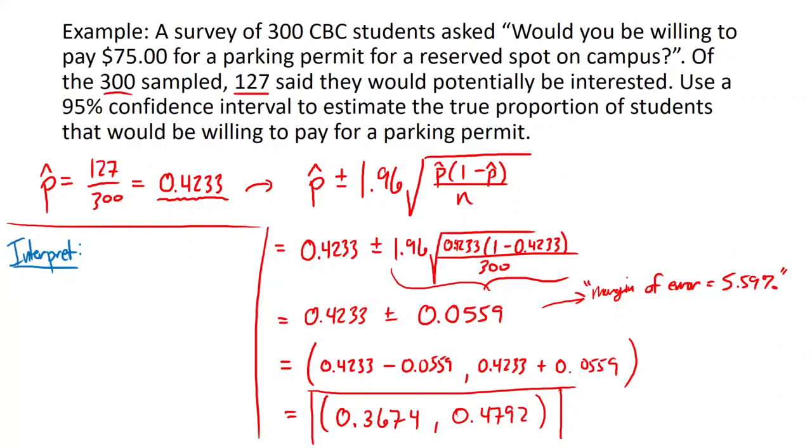Here's how you do it. The first thing you do is you state the confidence level, because like I said, we can change our confidence level. So we should say first, we're 95% confident. So everybody understands what level of confidence we used to get this interval. Then you want to tell people what you were trying to estimate. So what were we trying to estimate? Reserve parking. Yeah, the percent of students interested in paying for a parking permit.